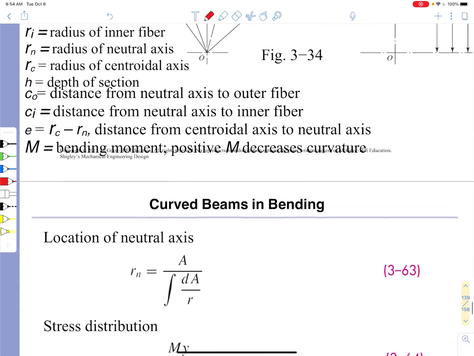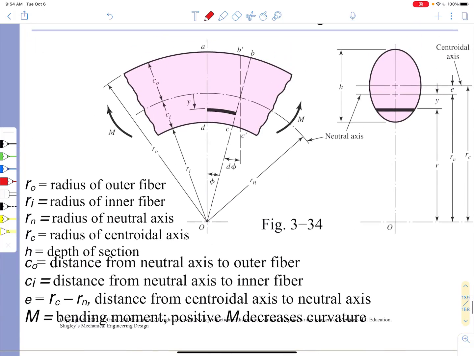So there are a number of dimensions that we need to specify when we're looking at curved beams. Ro is the radius of the outer fiber. Ri is the radius of the inner fibers. Rn locates the neutral axis from the center of curvature. Remember, all of these are measured from the center of curvature. Rc is the radius of the centroidal axis. h is the height of the section, which is shown right here.